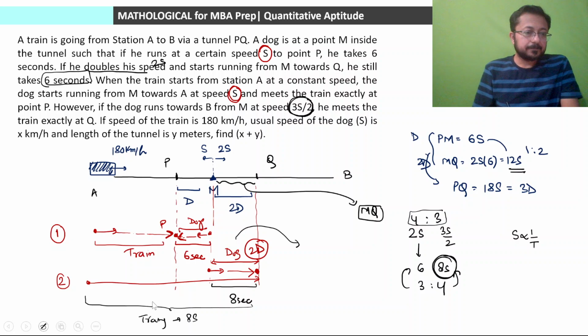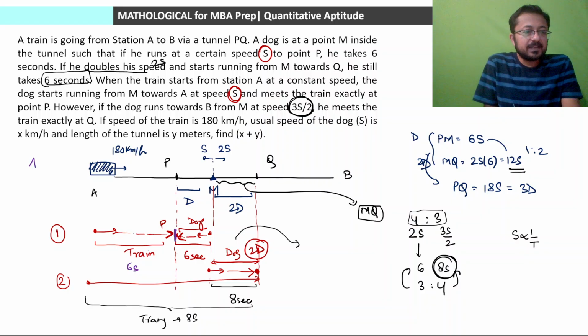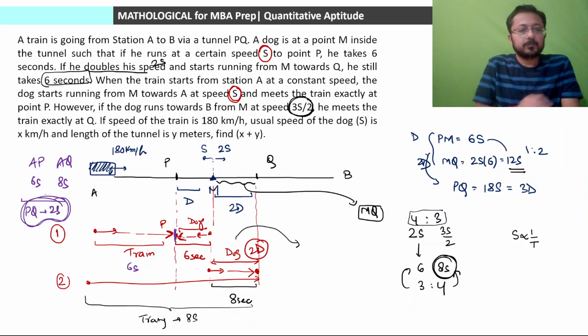Is this clear? ठीक है. Now the train had taken 6 seconds to cover this stretch. Till here, the train was taking 6 seconds, and the train has taken 8 seconds to cover from A to Q. So the AP distance the train has covered in 6 seconds and the AQ distance in 8 seconds. So the PQ distance the train must have covered in 2 seconds.